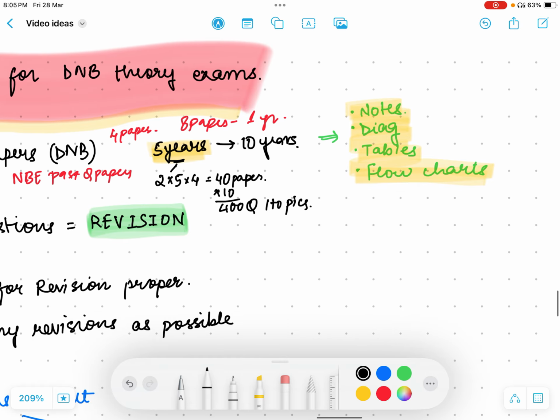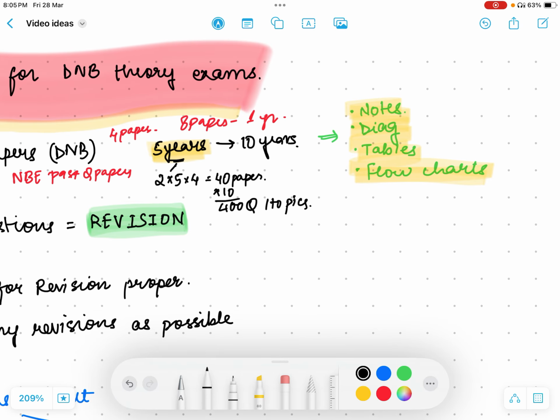When you're solving these papers, make sure for every question you write down a proper answer, which should be there in your notes. Make sure you add diagrams there itself with that answer. Make sure you find tables from either articles or textbooks. Make sure you draw flow charts on your own, or from articles, or anywhere that simplifies your answer.